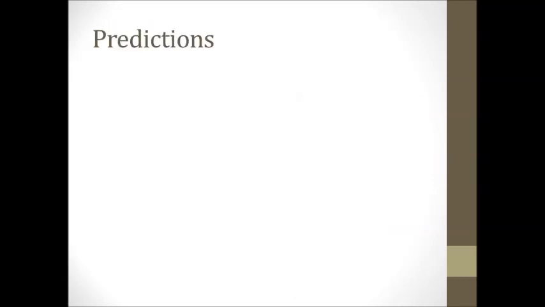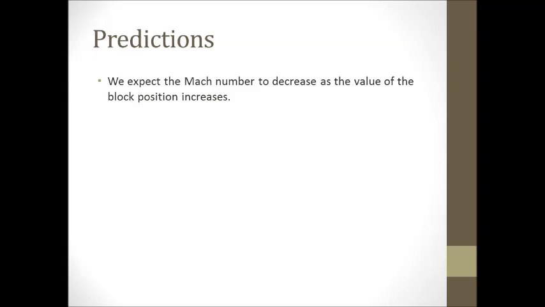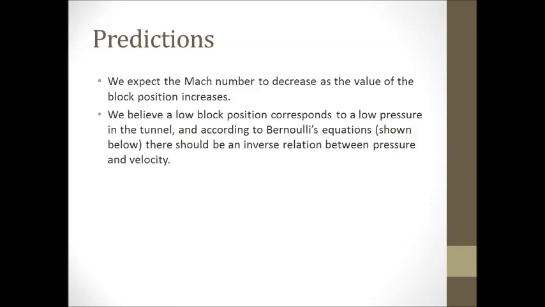For this lab, we predicted that the Mach number would decrease as the value of the block position increases. We predicted this because we believe a low block position corresponds to a low pressure in the tunnel, and according to Bernoulli's equations, shown below, there should be an inverse relation between pressure and velocity.